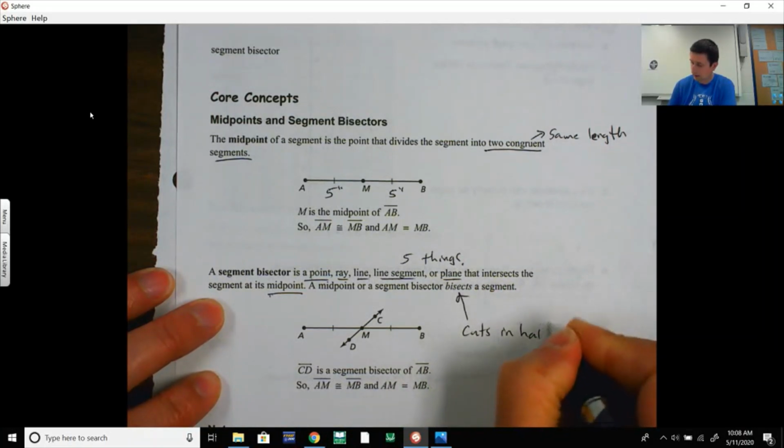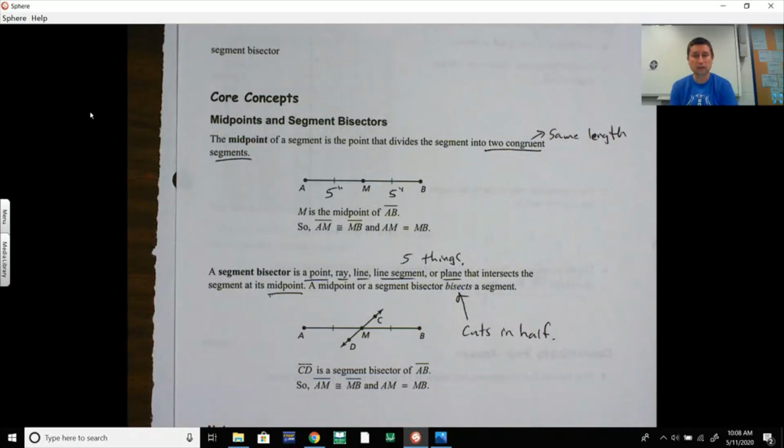So think cuts in half. That word bisects is going to show up a lot. Whenever something bisects something else, it cuts it in half. So a midpoint or a segment bisector bisects the segment.